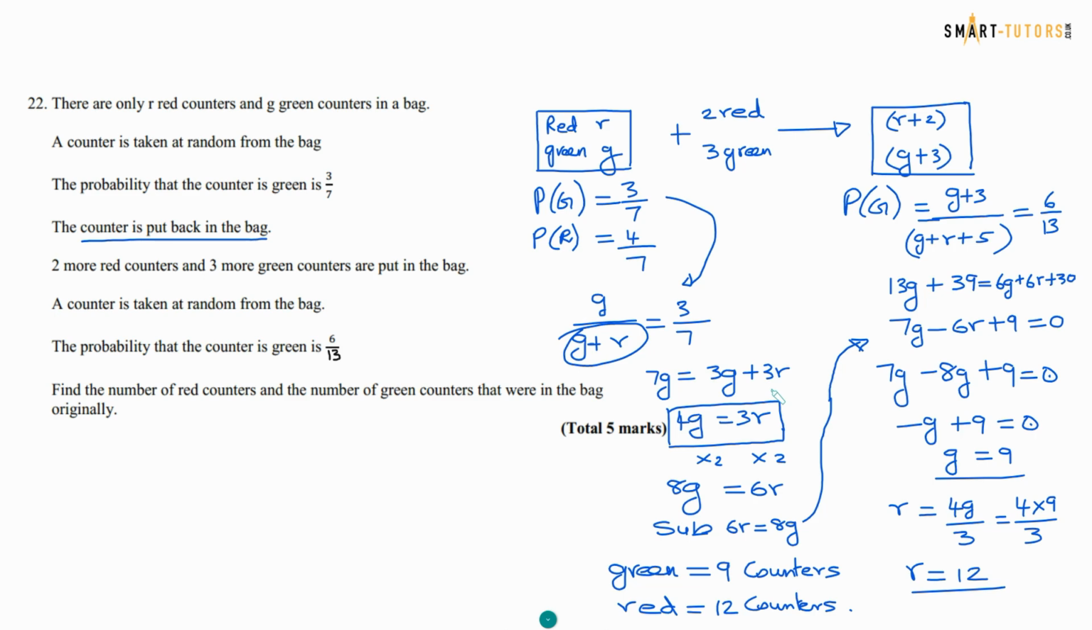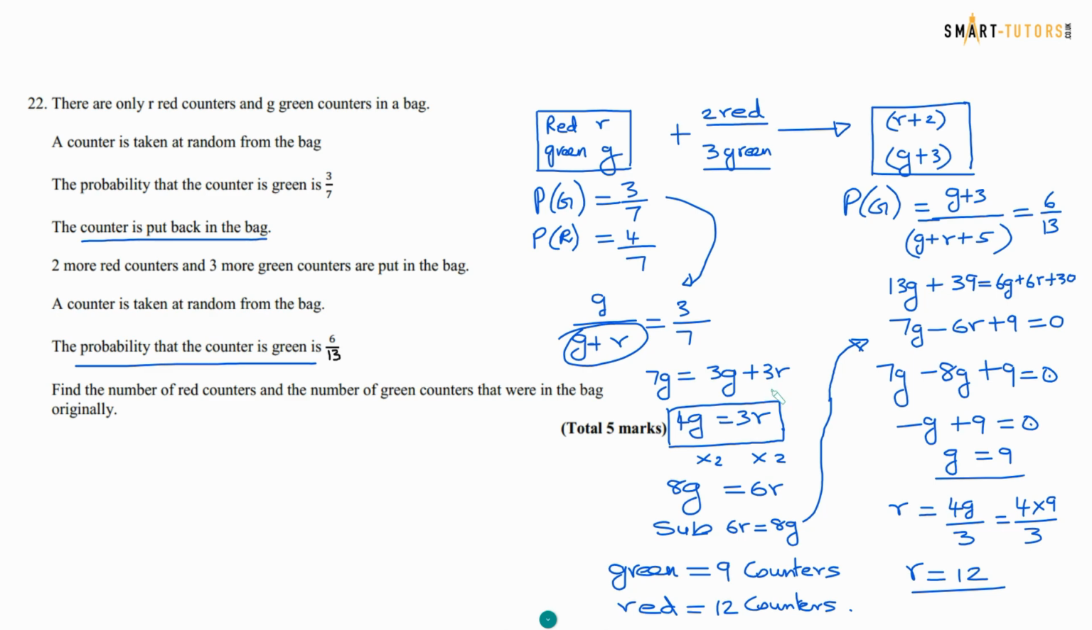Before going further, read the rest of the question. 2 more red counters and 3 more green counters are put into the bag. So R is going to be increased by 2, R plus 2. Green is going to be increased by 3, G plus 3. If you add them together, R plus G plus 2 plus 3 is 5. Taking a probability of the green counter is 6 upon 13. So 6 upon 13 means (G plus 3) is the green over the total.